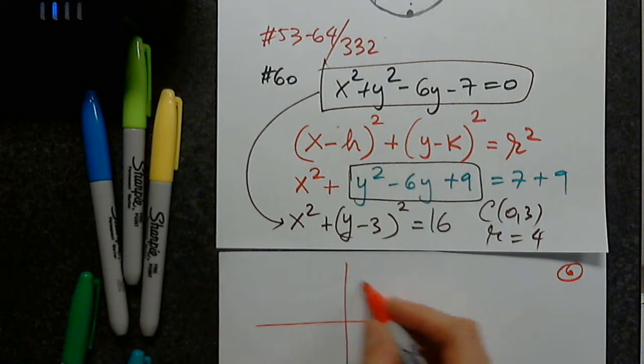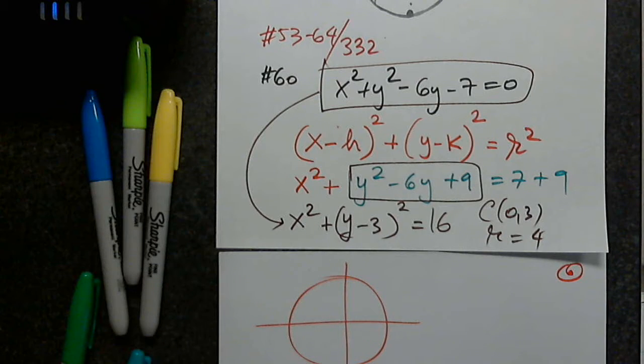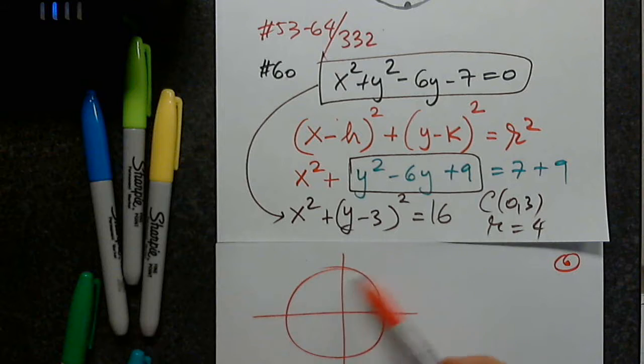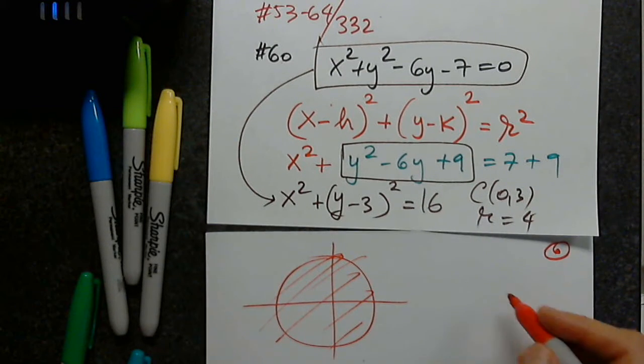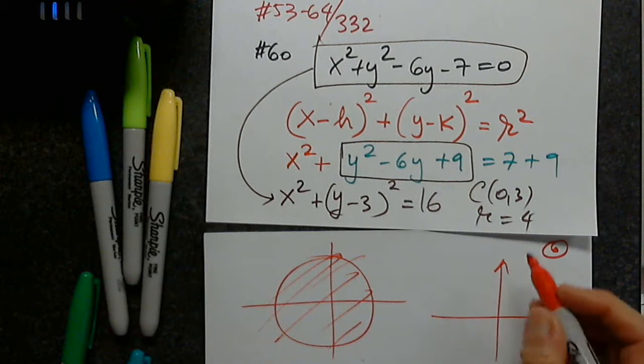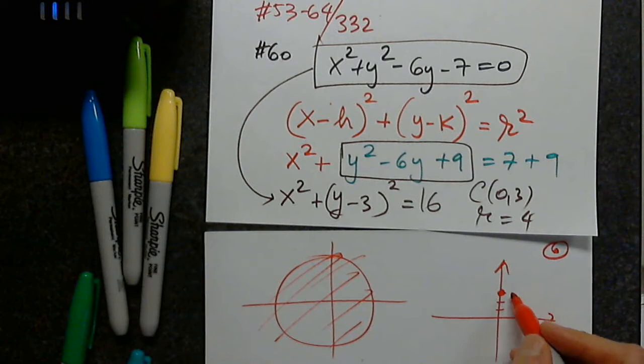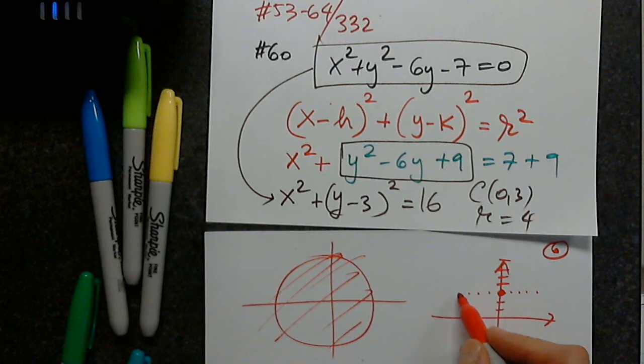I just did trig with the other class, and I used the unit circle 15 million times, and sorry about that. Okay, center 0, 3. 4, 1, 2, 3, 4. 1, 2, 3, 4. 1, 2, 3, 4. 1, 2, 3, 4.